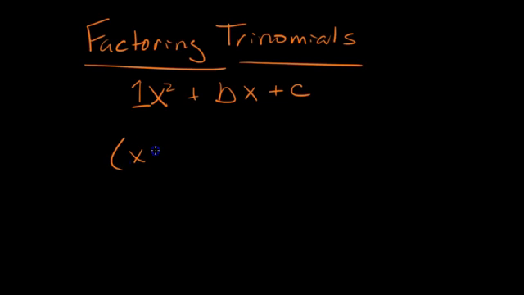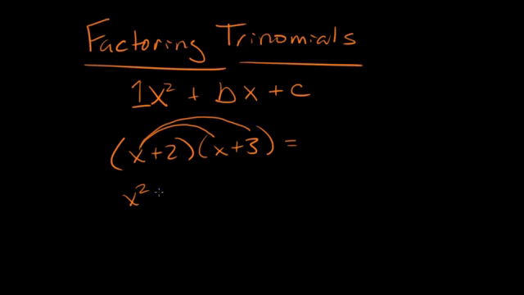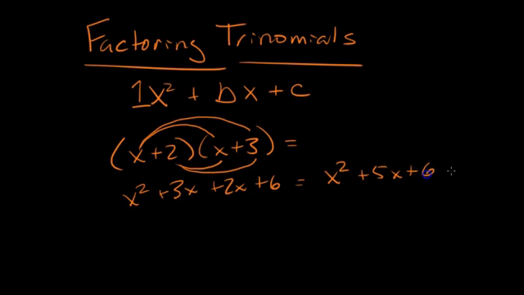For example, if we have x plus 2 times x plus 3, if we did FOIL, or if we did the distributive property and we multiplied these together, we would get, in fact, why don't we do that? I'm going to do FOIL here. I'm going to do x times x as x squared. X times 3 is 3x. 2 times x is 2x. 2 times 3 is 6. If I combine my like terms here, we get x squared plus 5x plus 6.